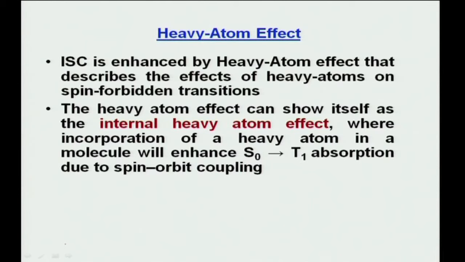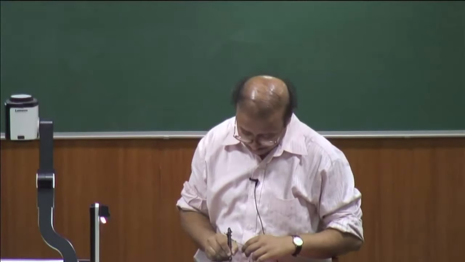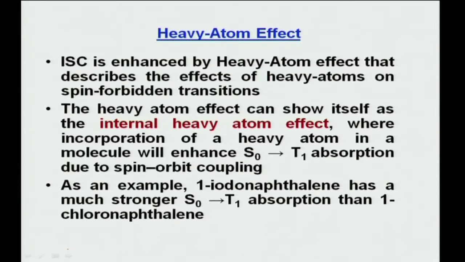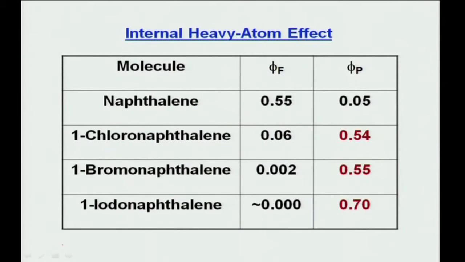Why is it called internal? It is called internal because it is present in the molecule itself. That means it is a part of the molecule. You have not done anything externally to it. It is already a part of the molecule. I will give examples very soon in the next table. As an example, 1-iodonaphthalene has a much stronger S0 to T1 absorption than 1-chloronaphthalene. Both are naphthalene derivatives, right? One has chlorine, the other one has iodine. Which one is heavier? Iodine is heavier. So, where would you see a better T1 population? In case of iodonaphthalene, right. That is why this table is very informative.